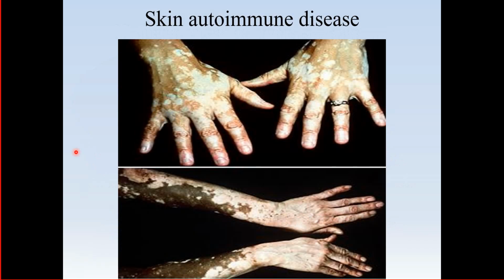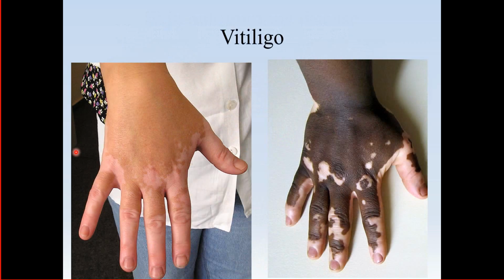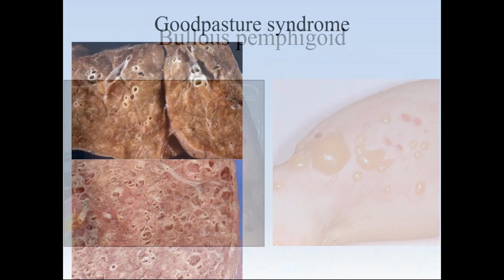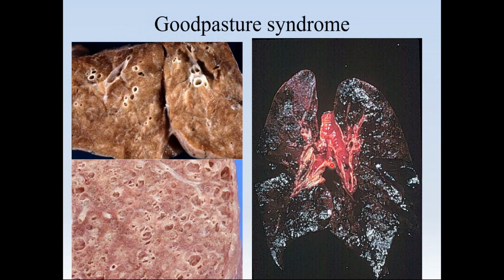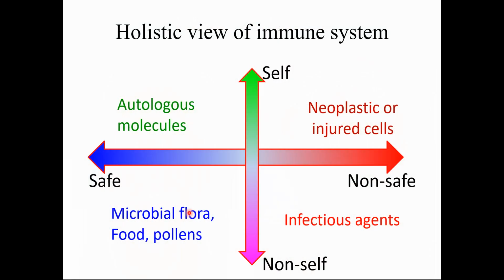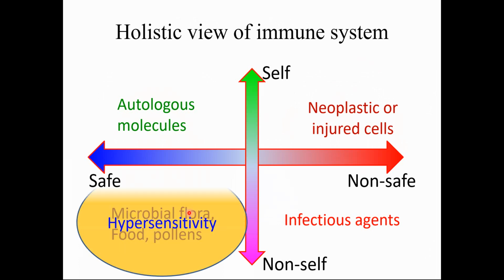What is the name of this one in Arabic or in English? It's called vitiligo. Vitiligo, okay. The melanocytes are targeted. This is another autoimmune disease of the skin you will hear about. This is an autoimmune disease of the lung. This is an autoimmune disease of the thyroid gland. So everywhere in the body. Diabetes type 1 is an autoimmune disease.